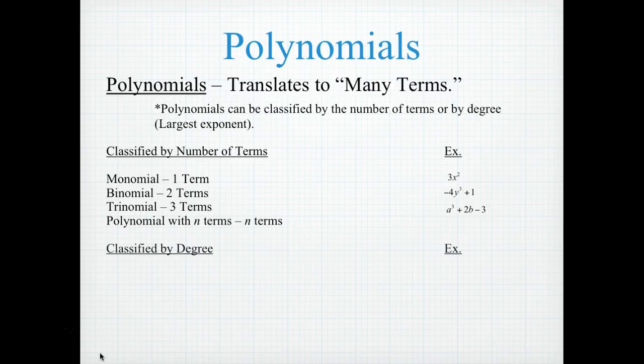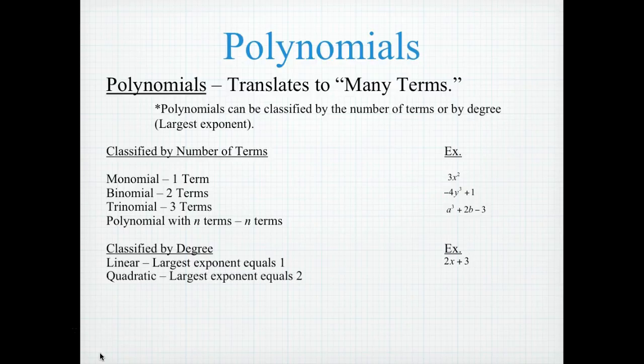As we move on, we're going to classify polynomials by degree. And when we refer to the degree of a polynomial, we're referring to its largest exponent. So if the largest exponent is 1, it's said to be a linear polynomial. For example, 2x plus 1, the largest variable exponent is 1, 2x to the first. So the x to the first is the largest variable exponent. It equals 1, so that's a linear polynomial.